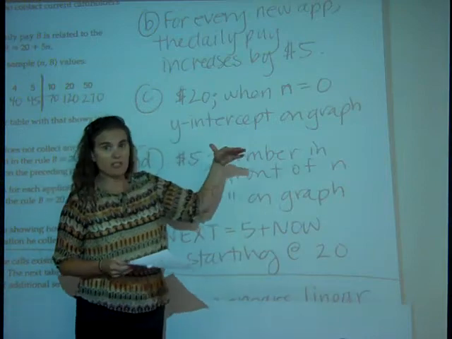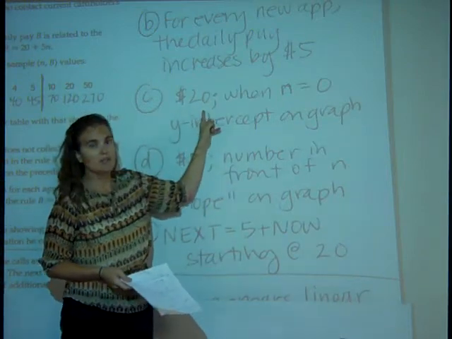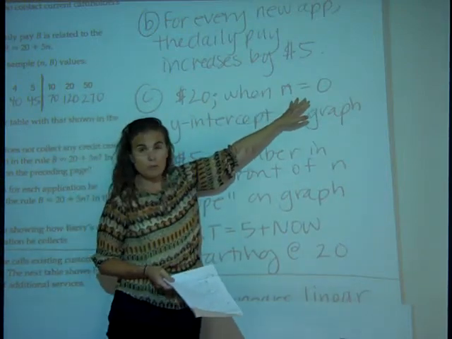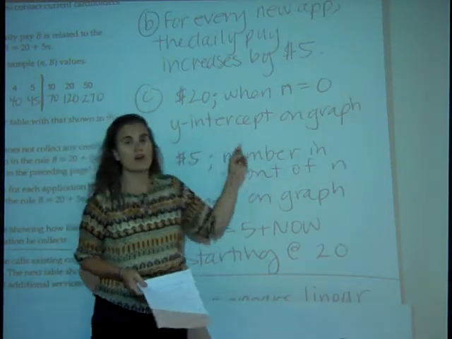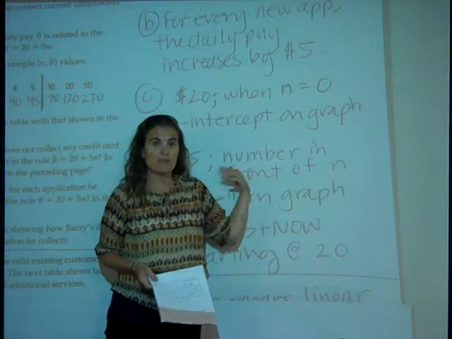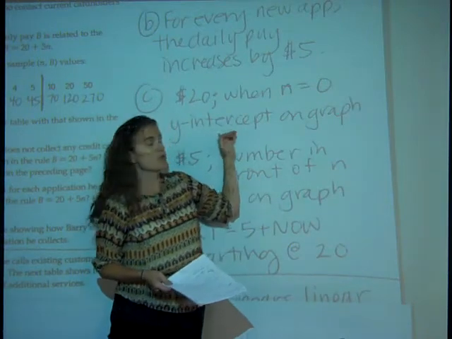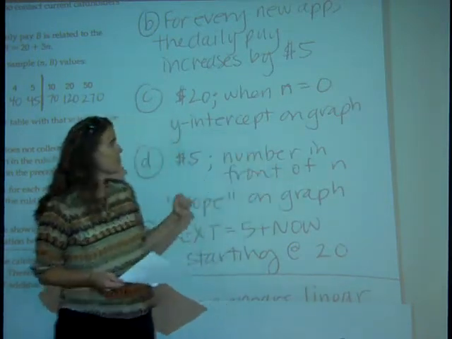when there were no applications, right? It was $20. And we knew that using the rule, that would have been when n equaled 0. Right? Looking at the graph, that would have been what we call the y-intercept. Really important that you get that vocabulary down, right? That's where you're crossing the y-axis in the graph.